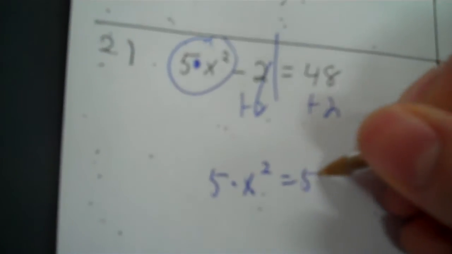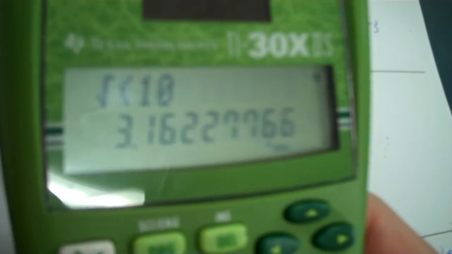So first I add 2. 48 plus 2 is 50, so 5 times x to the second power equals 50. Then we divide by 5, and that's 10, so x to the second power equals 10. Now I find the square root of 10. Now, 10 is not a perfect square. If it was, it'd be 25 in there. So what times itself is 10? It's an irrational number, so it'd be 3.16. So the positive and the negative.